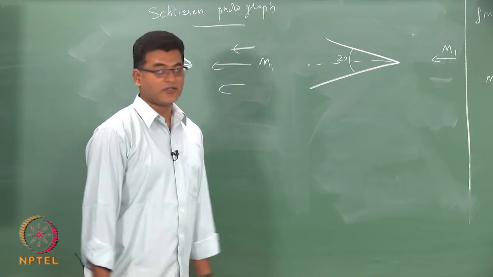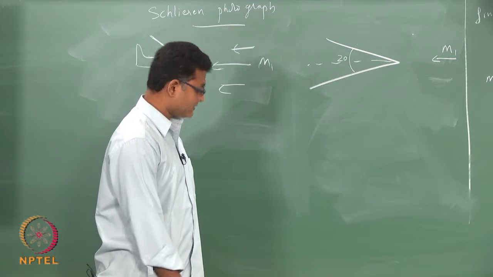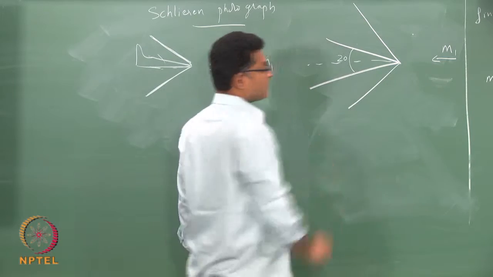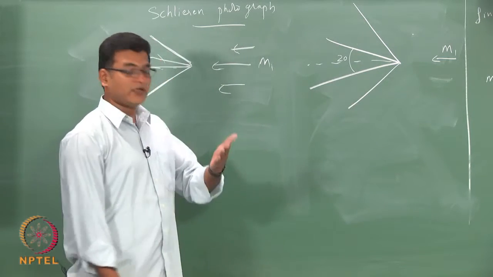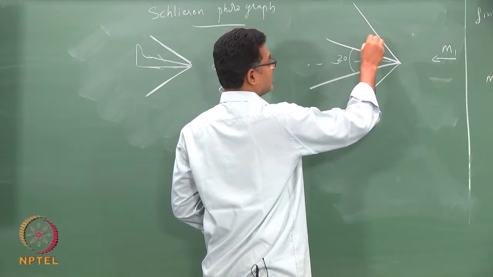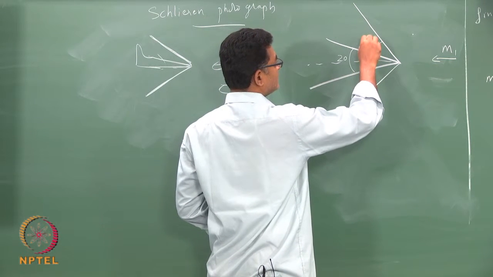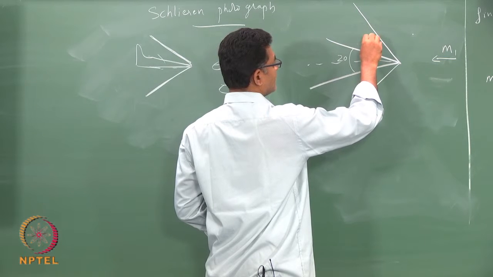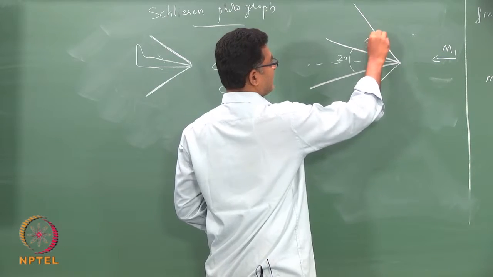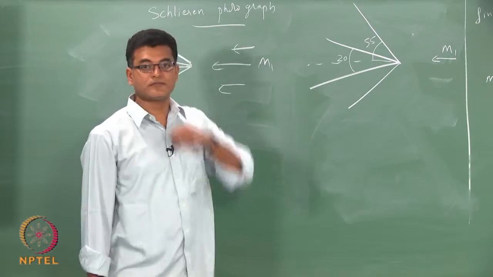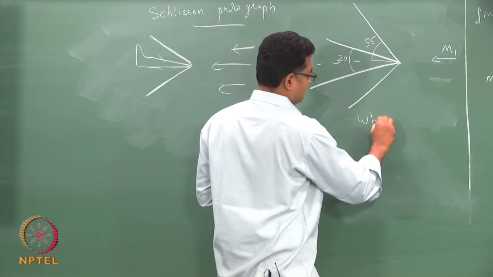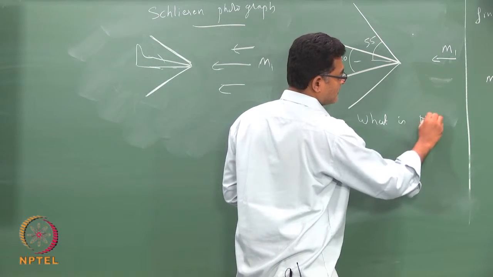Now, I take a Schlieren photograph, assuming that this Mach number is larger than 1, it produces an oblique shock of this kind. So, I look at the photograph and I measure this angle to be something of say, let us say, let us take this to be 55 degrees. Okay. The question is what is M1?